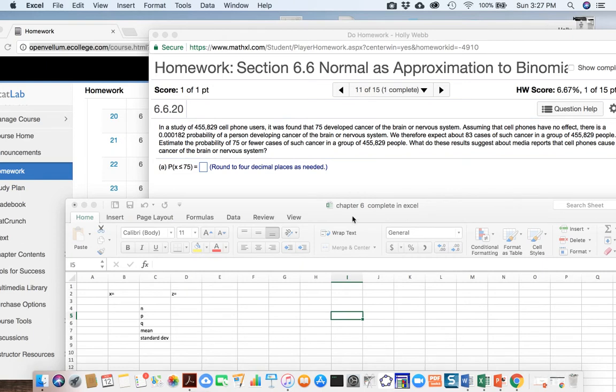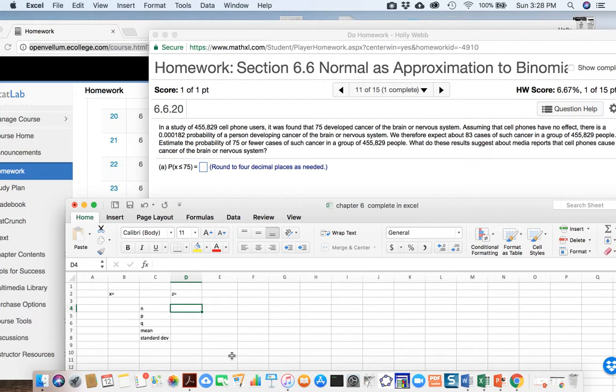Okay, I'm going to attempt an example here of this 6.6 problem, approximating normal distributions to binomial. So we are reading about a study of 455,829 cell phone users, and it was found that of this group, 75 developed cancer of the brain or nervous system. Assuming that cell phones have no effect, there is a 0.000182 probability of a person developing cancer of the brain or nervous system. We therefore expect about 83 cases of cancer in such a group.